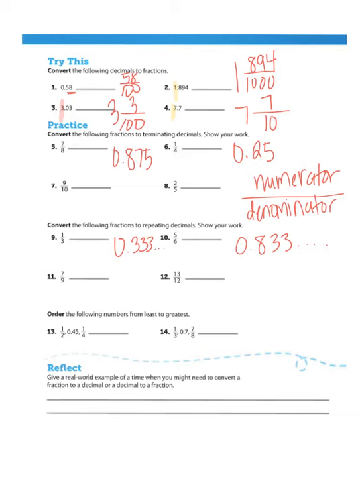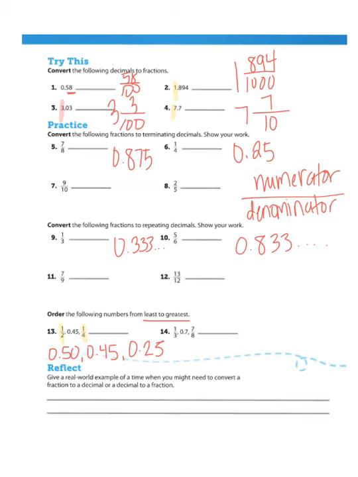All right, on 13 and 14, we're going to practice ordering from least to greatest, but we have to take the fractions and turn them into decimals. So 1/2 as a decimal, 1 divided by 2, is 0.50. And then I have 0.45, and then 1/4, 1 divided by 4, that's going to be 0.25. Now you're going to put those in order from least to greatest.